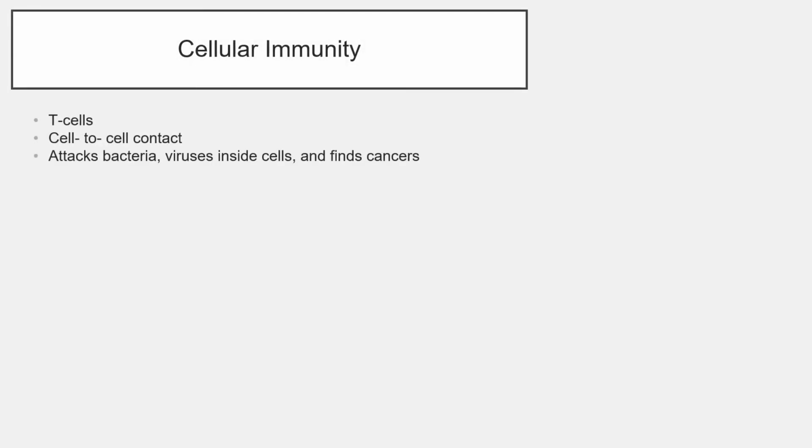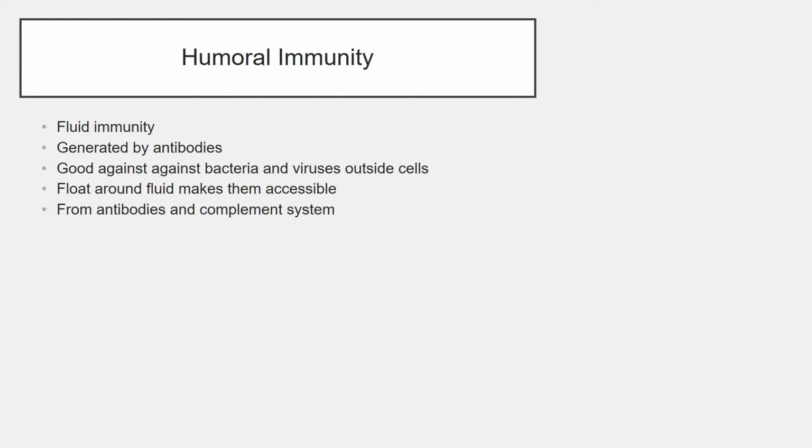Cellular immunity involves your lymphocytes, specifically T cells. It works with cell-to-cell contact to attack bacteria, the viruses inside the cells, and find cancers. Humoral immunity is fluid immunity that's generated by antibodies. It is good against bacteria and viruses that are outside of the cells. The floating fluid makes them more accessible, and they form antibodies in the complement system.